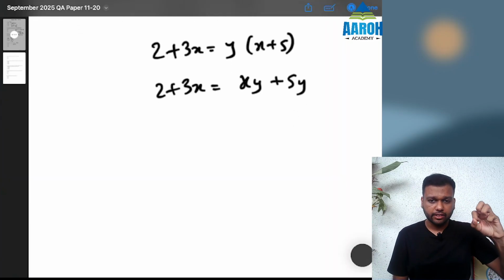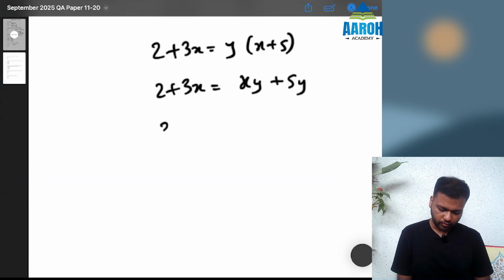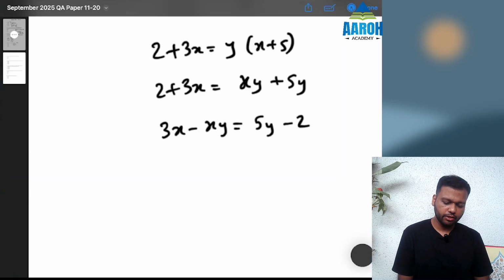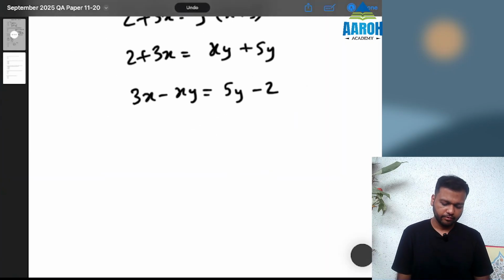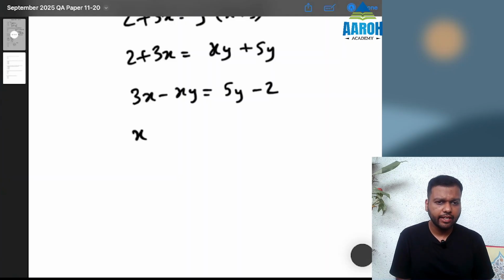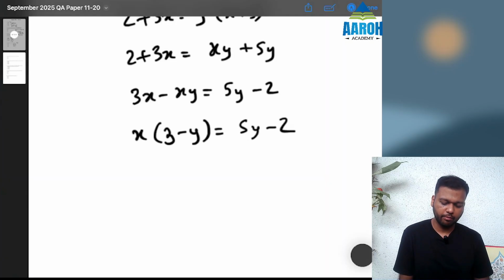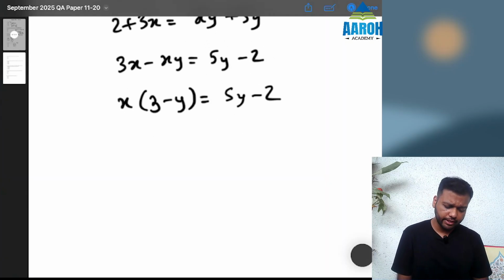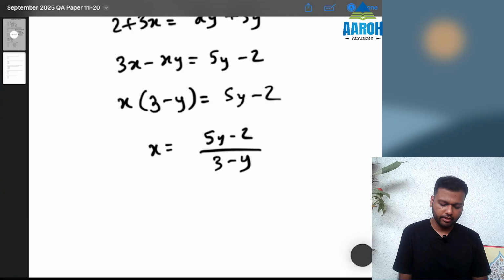Let's take all the x terms to the left hand side. So 3x minus xy is equal to 5y minus 2, this plus 2, right? Fine. So let's take x common from left hand side. x into bracket 3 minus y is equal to 5y minus 2. Now this is easy. x will be equal to what? 5y minus 2 upon 3 minus y.